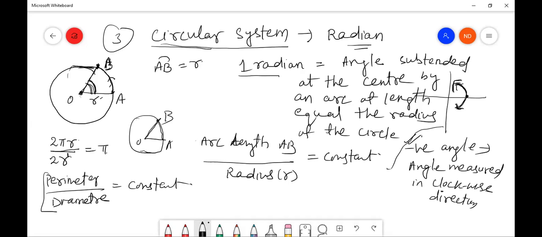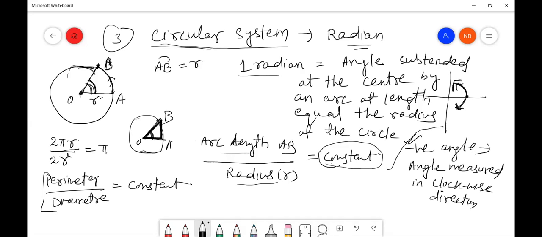Now here you see, whenever they are equal, you are getting 1 radian. Whenever they are not equal, it may be any arc length, it may be any radius, so that is also a constant. It means this arc subtends any angle at the center. Whenever this AB equals OA, it becomes 1 radian, right?